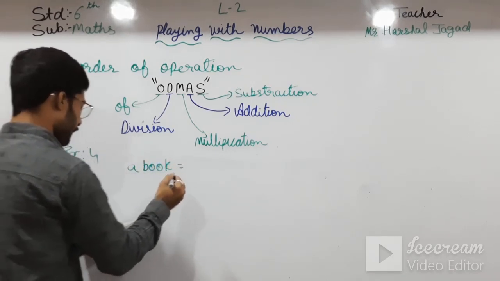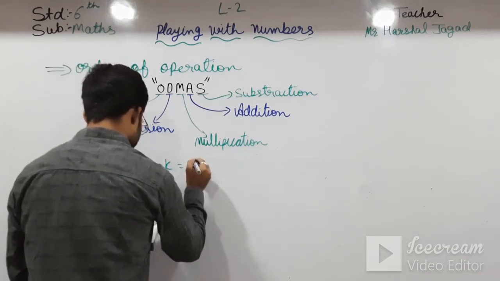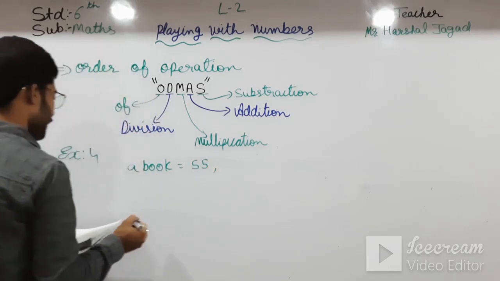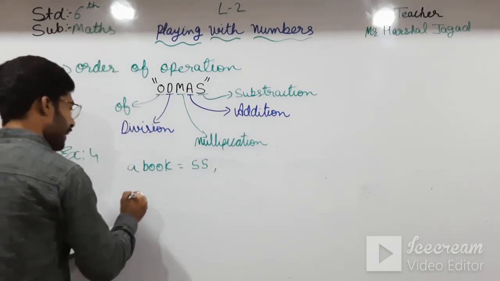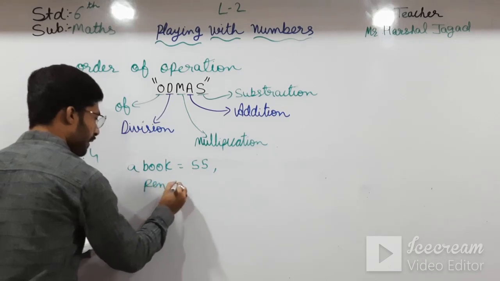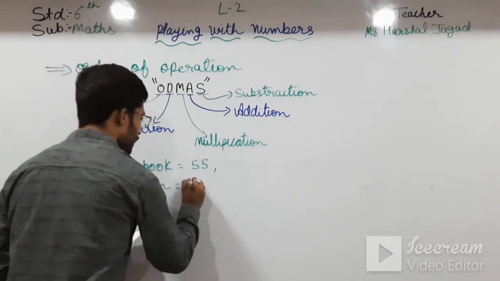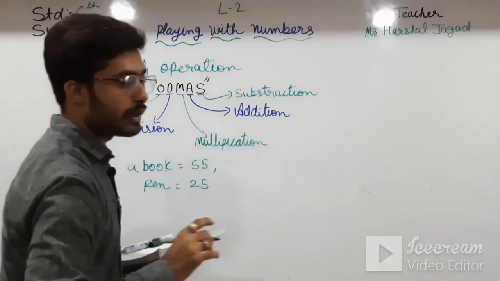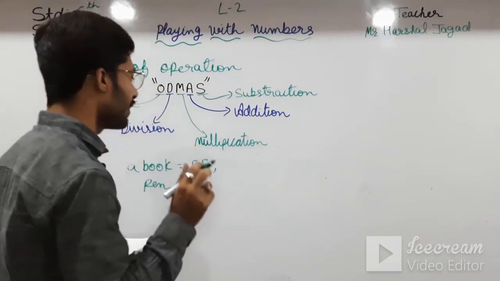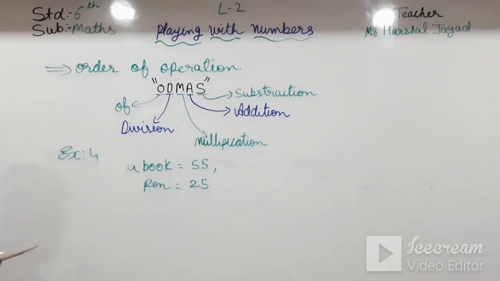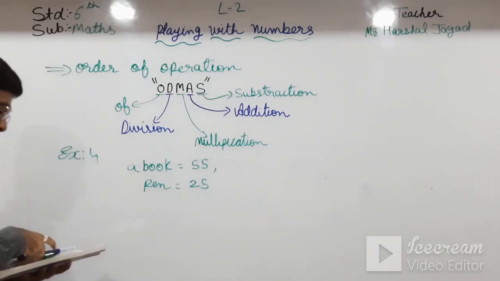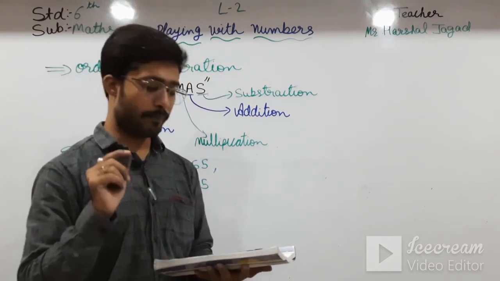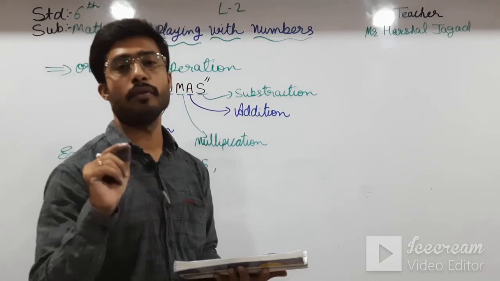Book, how many rupees? That is 55 rupees. Then he had to buy a pen. How many rupees? That is 25. And how much note does he give? He gives a 100 rupees note. So in this case we have to first add the cost of the book and that of the pen and then subtract the sum from 100.